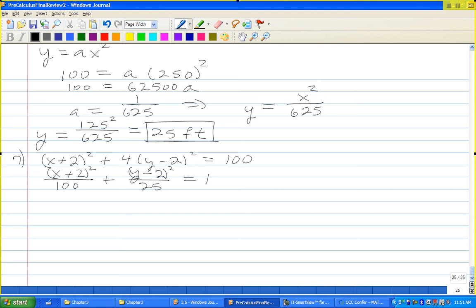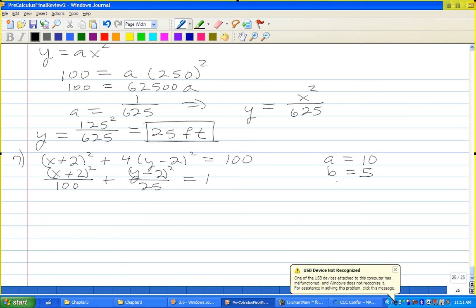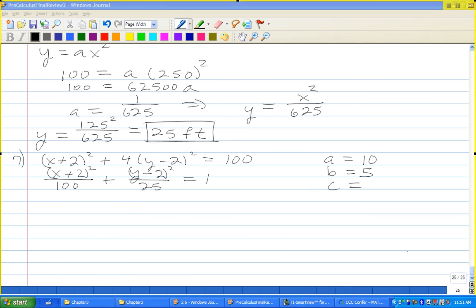Okay, well, a in this case is 10. Square root of 100 is 10. b in this case is 5. Square root of 25 is 5. c in this case is 100 minus 25, which is 75, so it's the square root of 75, 5 rad 3. And now it says to give me the center. The center is at negative 2, 2, just looking at the equation of your ellipse.